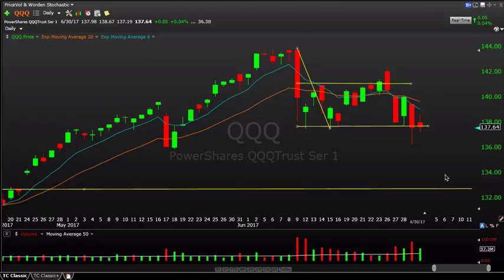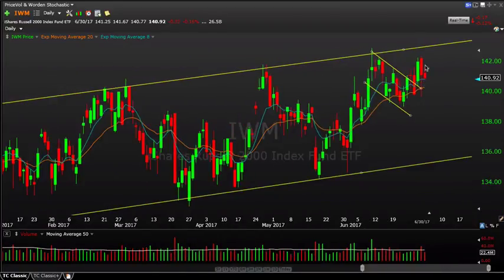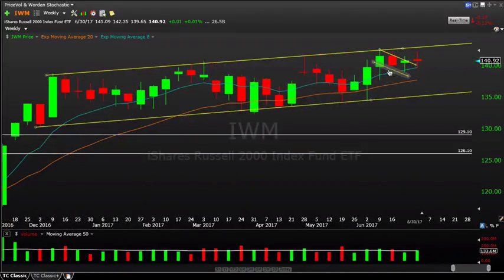So no position there in the Qs anymore, and we're just going to be waiting and seeing how this reacts at the support level, how this resolves itself. And then the IWM, you can see still holding up, getting a little messy in here, but overall still holding up in the upper end of this channel here. If you look at the weekly chart, you can see it's trying to put in maybe a higher low, trying to build out this higher level base here.